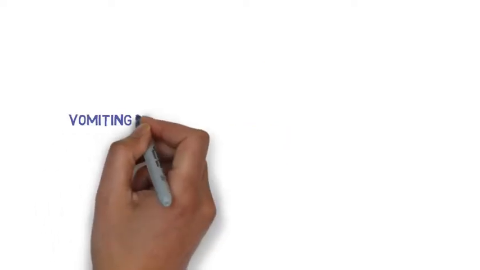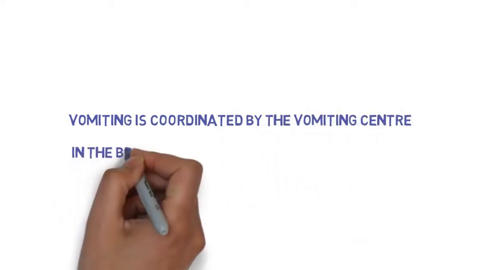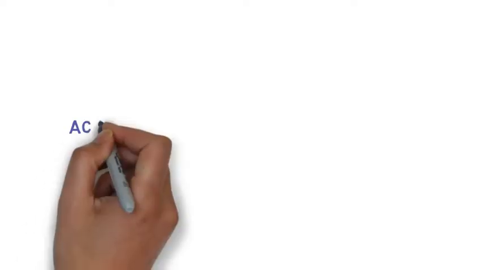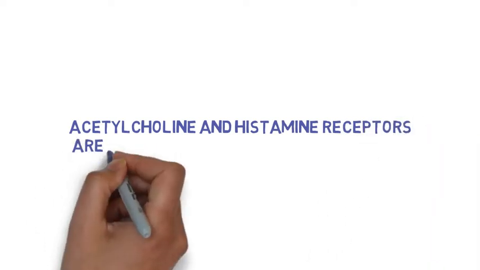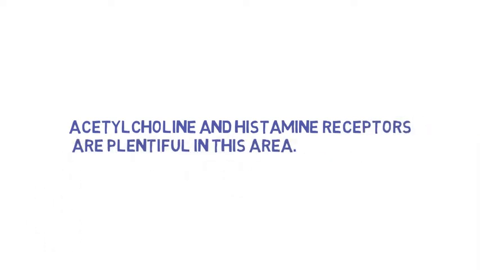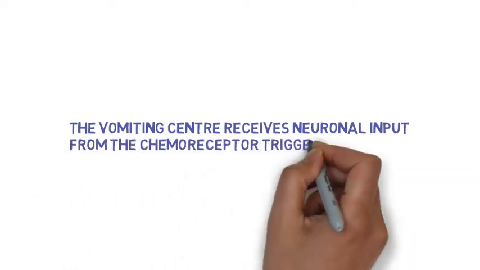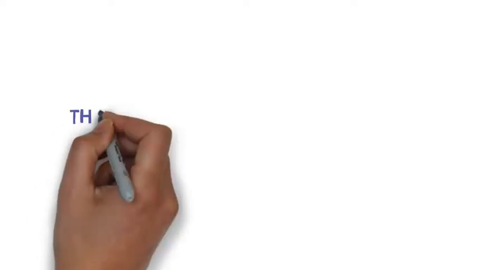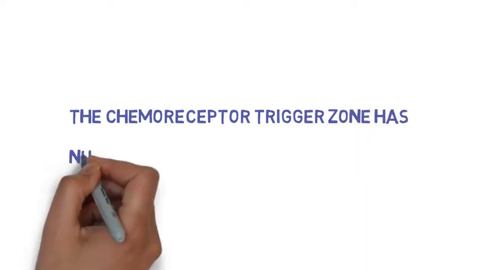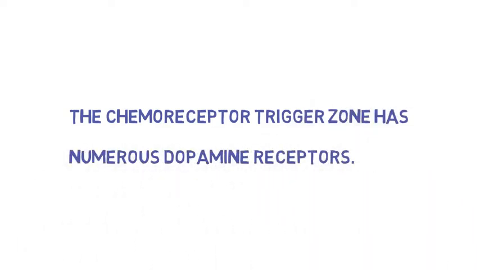Vomiting is coordinated by the vomiting center in the brainstem. Acetylcholine and histamine receptors are plentiful in this area. The vomiting center receives input from the chemoreceptor trigger zone, and the chemoreceptor trigger zone has numerous dopamine receptors. Now that we understand the basics of vomiting, we can proceed by talking about the different antiemetics.